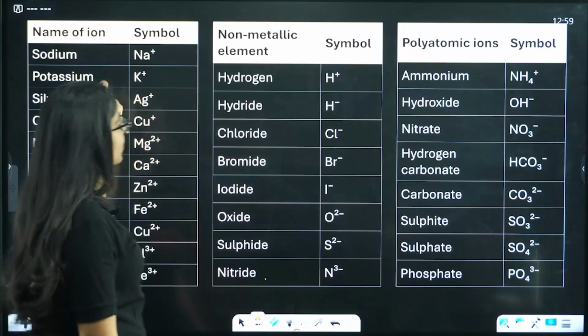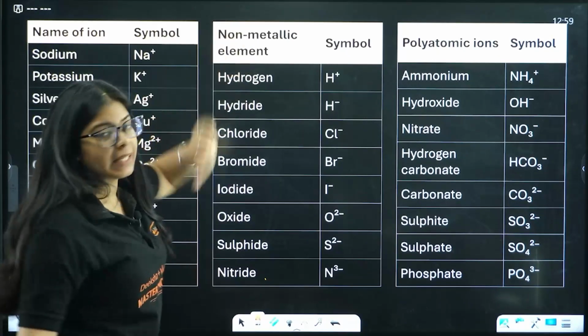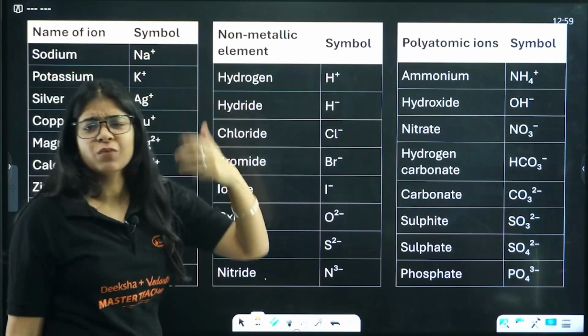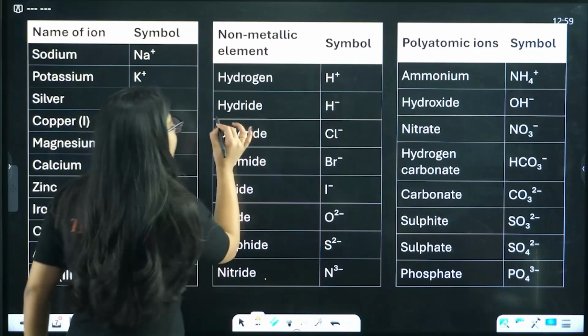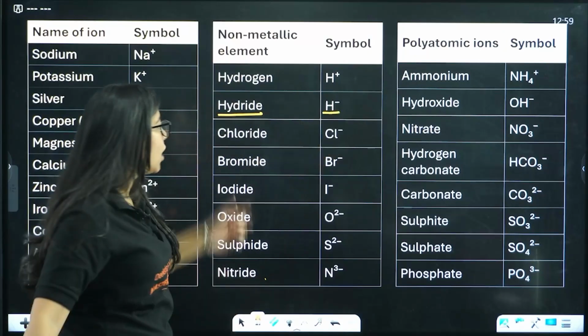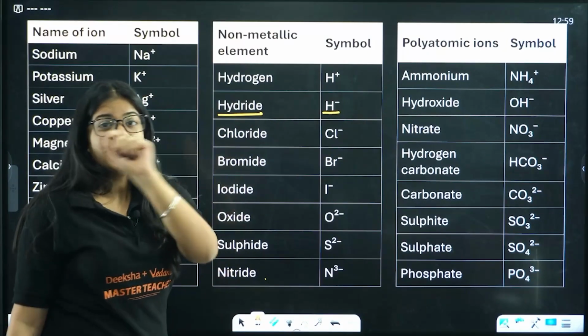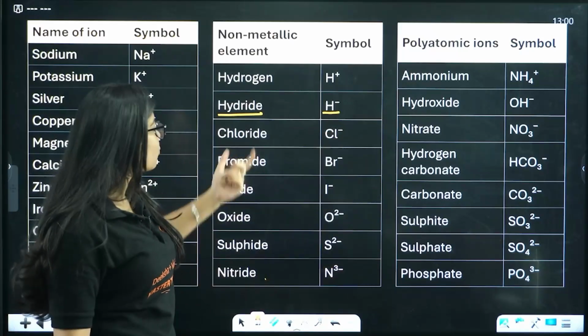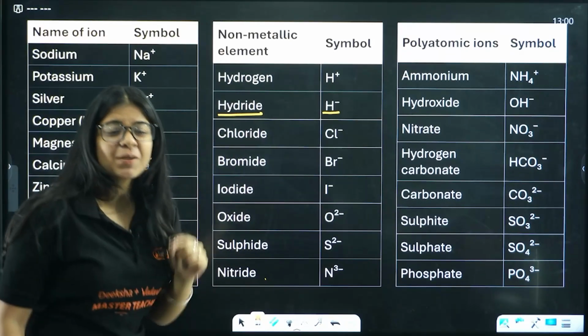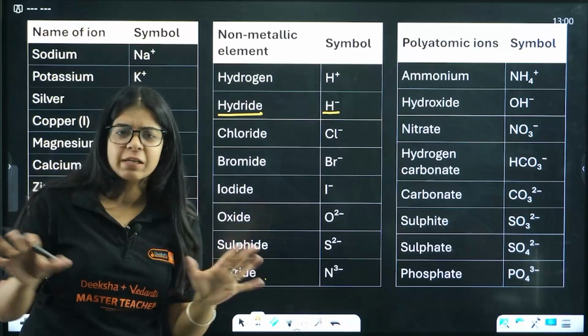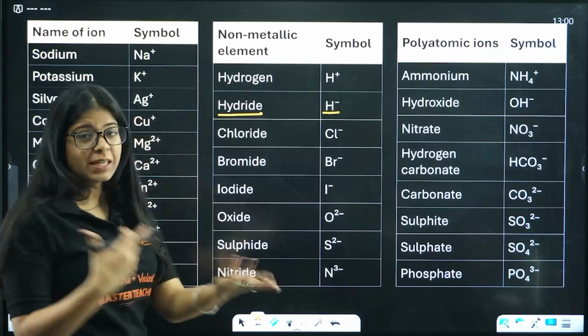Now similarly, besides the plus signs, we have non-metallic elements as well. For hydrogen, we know it's H plus, but for hydride, it is H negative. Chloride is Cl minus. Bromide, Br minus. Iodide, I minus. I remember that wherever the "-ide" comes, it's mostly negative.